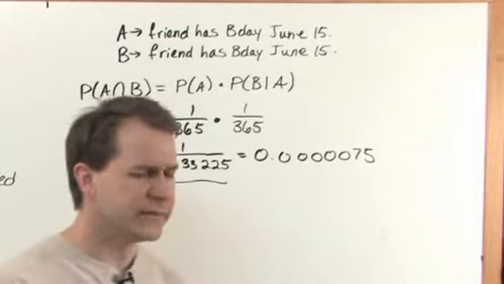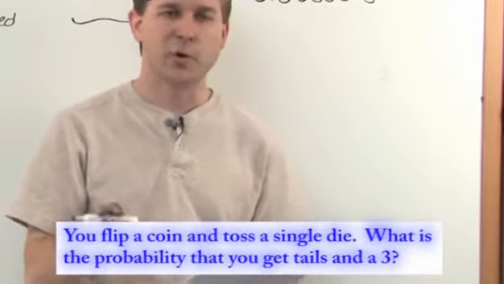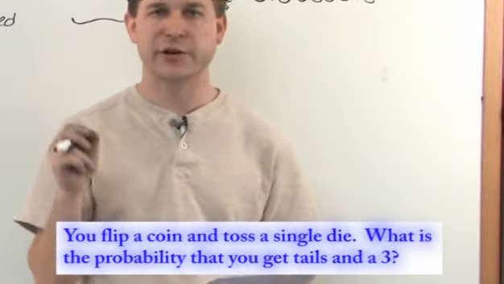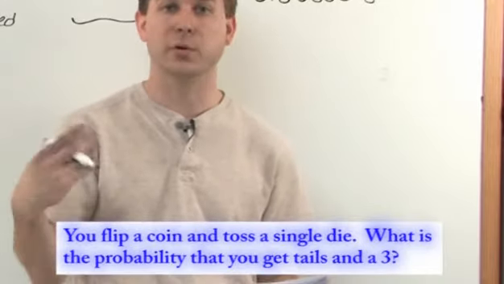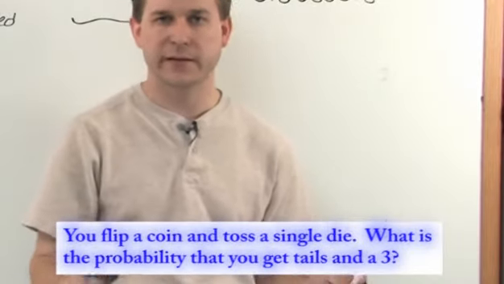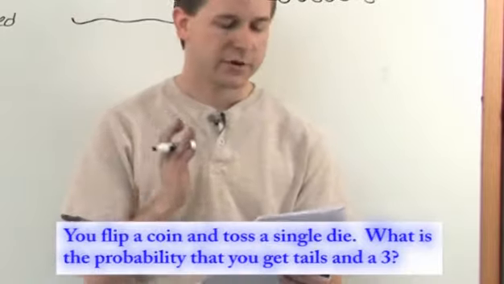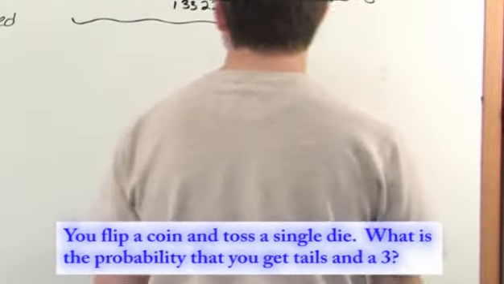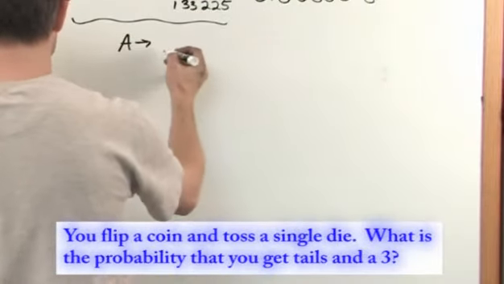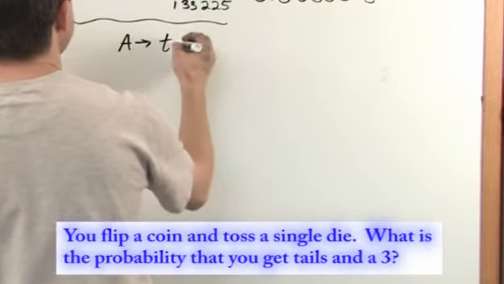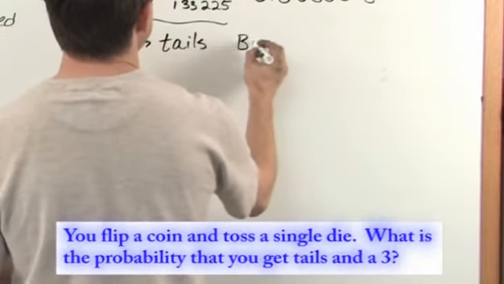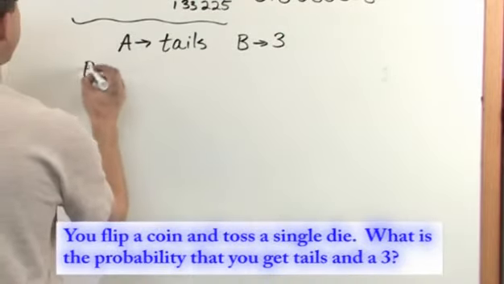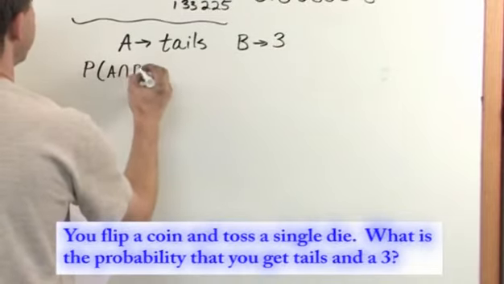Okay. The second problem says you flip a coin and then you also toss a single die onto the table. What is the probability that you get tails for your coin toss and you roll a 3 on the die? So again, it's two events: tossing a coin, rolling a die. What's the probability of getting a tails on the coin and a number 3 on the die? Okay, so same thing as always. I label my events. Event A is that I get tails, and event B is that I get a 3 on the die. Okay, so again, I'm looking for the probability of A intersection with B, which is A and B.